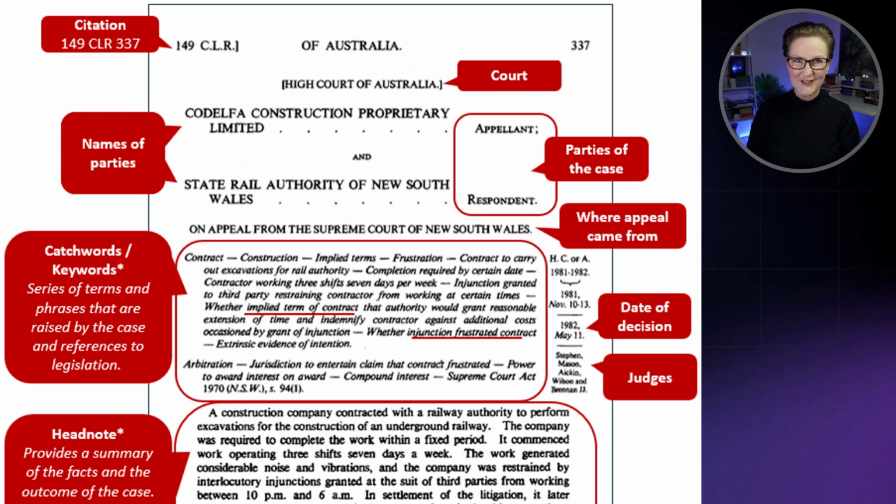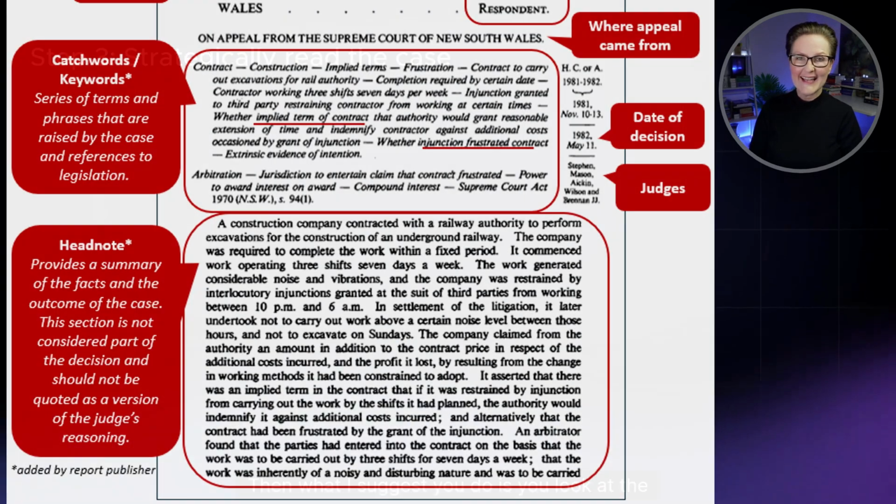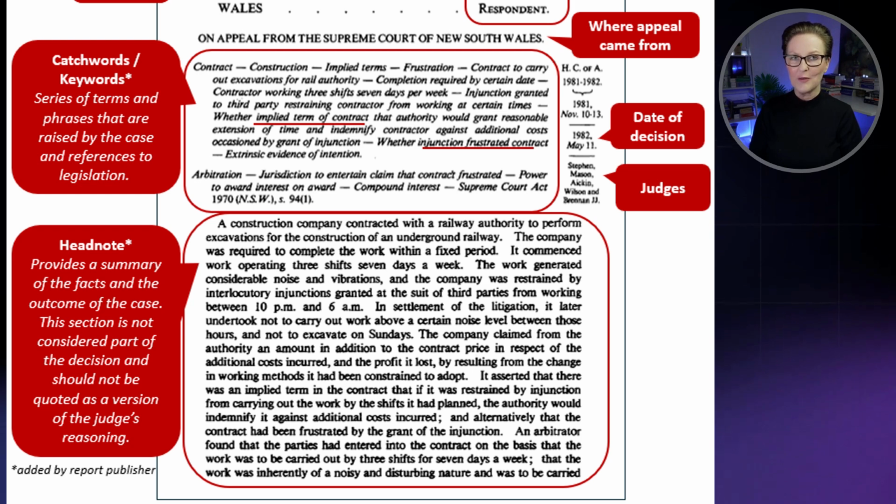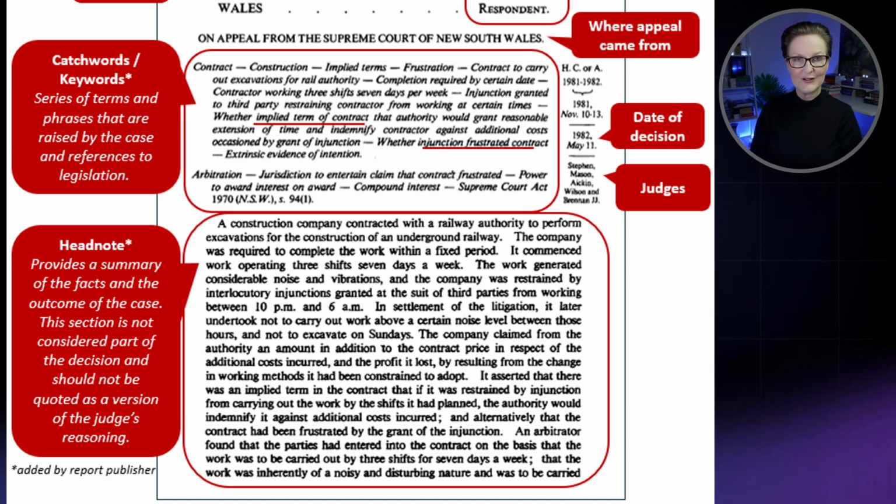Then what I suggest you do is you look at the head notes or the catchwords, which are often at the beginning of the case, and these will end up being your best friends. However, as you know, we cannot over-rely on our best friends, because if we do, that can cause some problems.